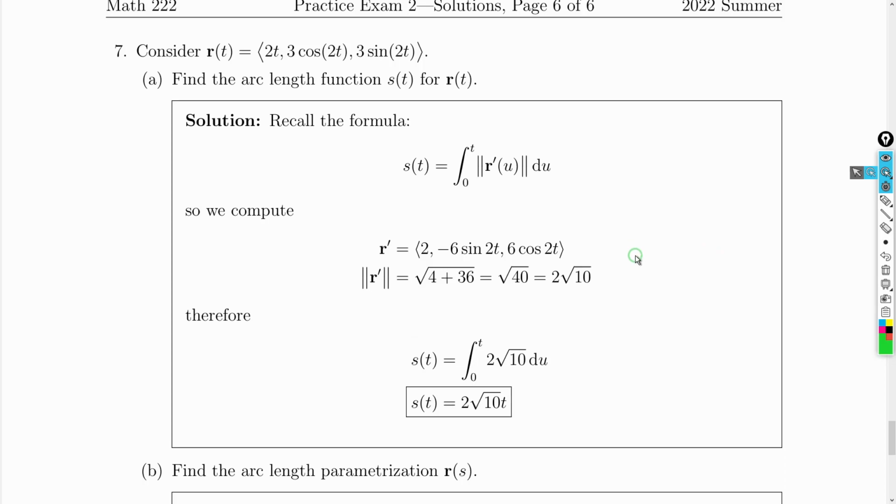Right, so this should be the last problem. We have this vector function, and we're asked to find the arc length function. So this is something that you have to remember. The formula for the arc length function is this. So you're integrating over the, so I wrote this as ds. That's how I thought of it, as the differential element of arc length, which ends up being the magnitude of r prime.